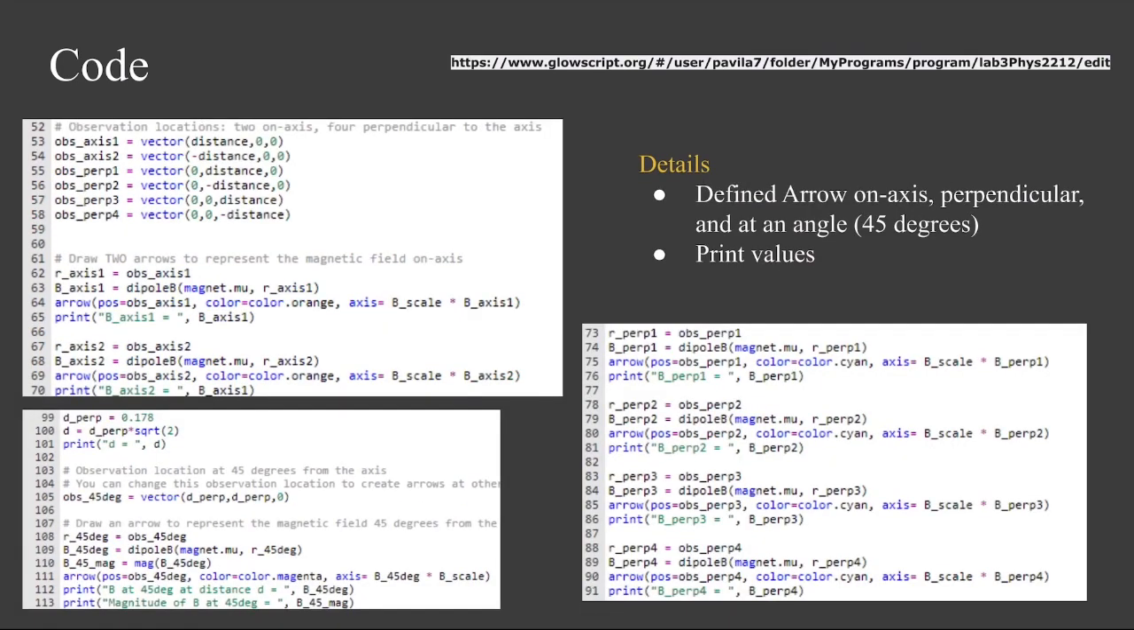In the second part of the code, 2 arrows were drawn on axis to the magnet, 4 arrows were drawn perpendicular to the magnet, and 1 arrow was drawn off axis. For each arrow, a position, axis, and color was defined. Finally, the values were all printed so that we can see what is going on.